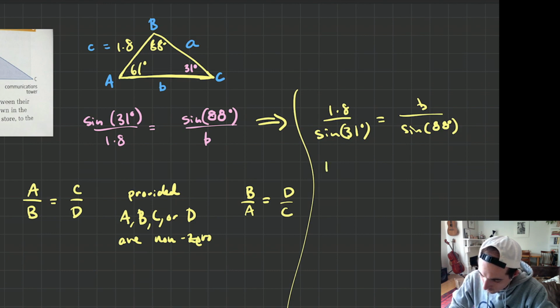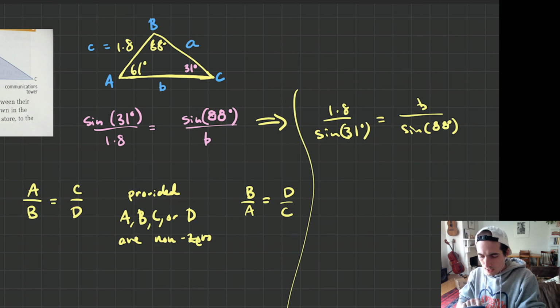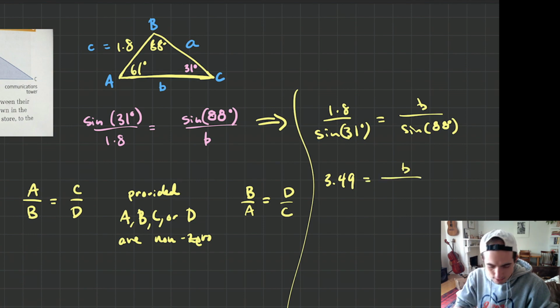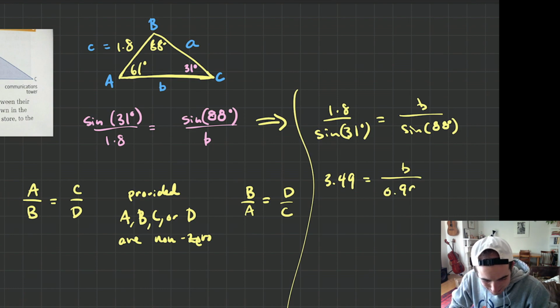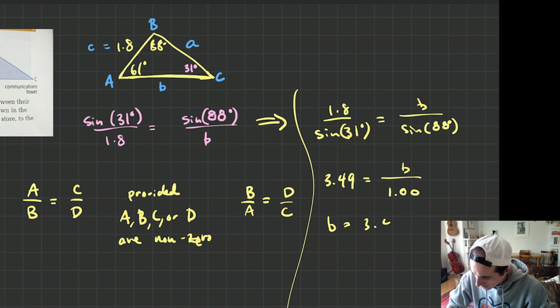So 1.8 divided by sine of 31 is equal to 3.49, and that's equal to B over sine of 88. Well, sine of 88 is equal to 0.99, or I'll call that 1.00 because I'll round to the nearest hundredth. So basically B over 1 is just B, so B is equal to 3.49.